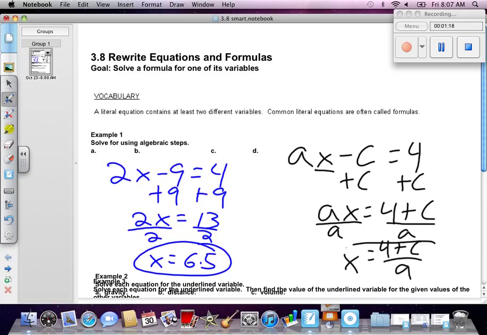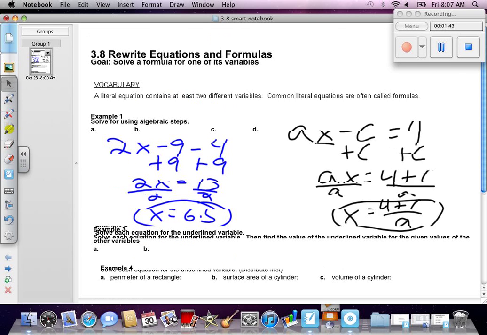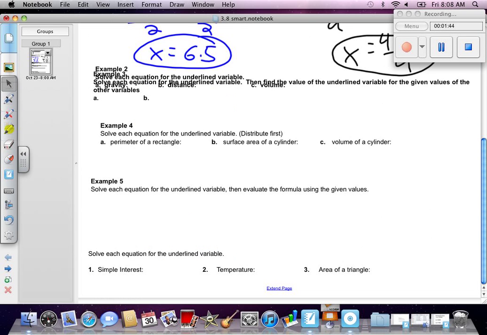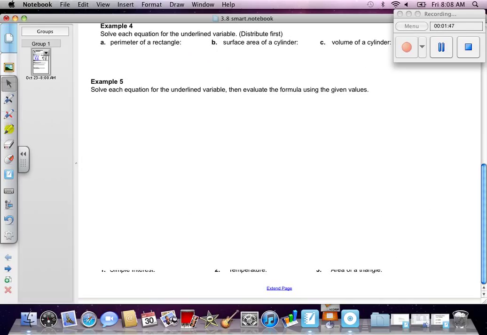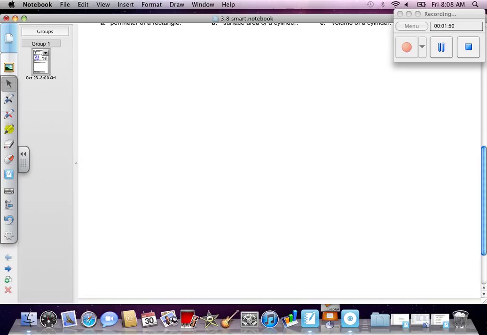Okay, so do you guys get how those two are the same kind of thing? If I tell you what letter to solve for, hopefully you can solve for it whether there are numbers or letters, right? So that's what we're going to look at with examples 2, 3, 4, 5, and 6. We're going to take formulas that only have letters in them and solve for that specific letter. So this is that real algebra, yeah.